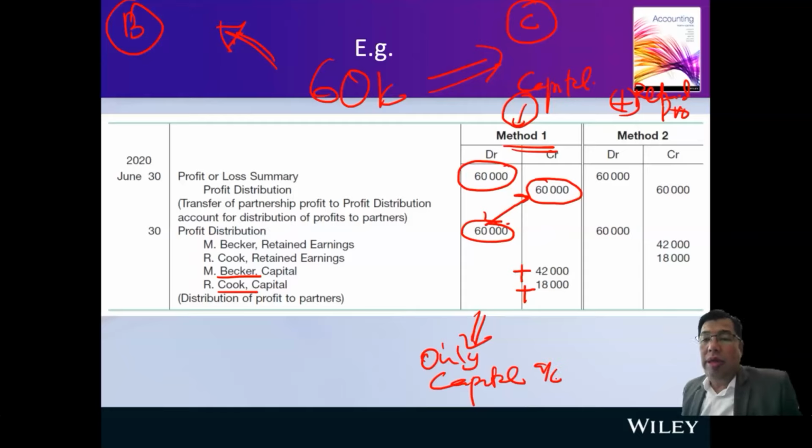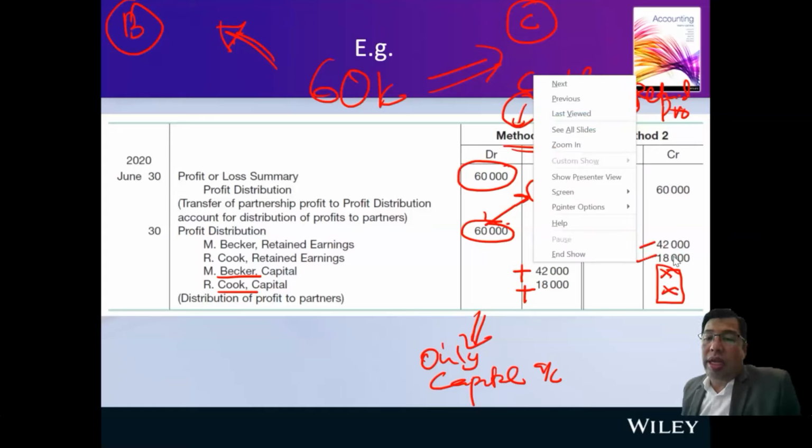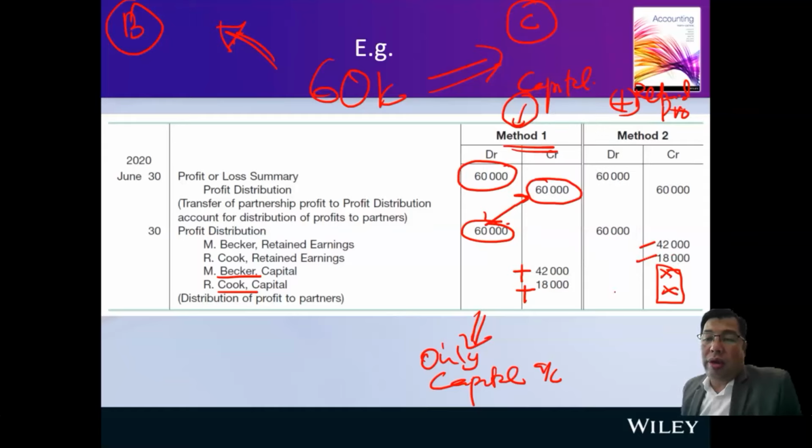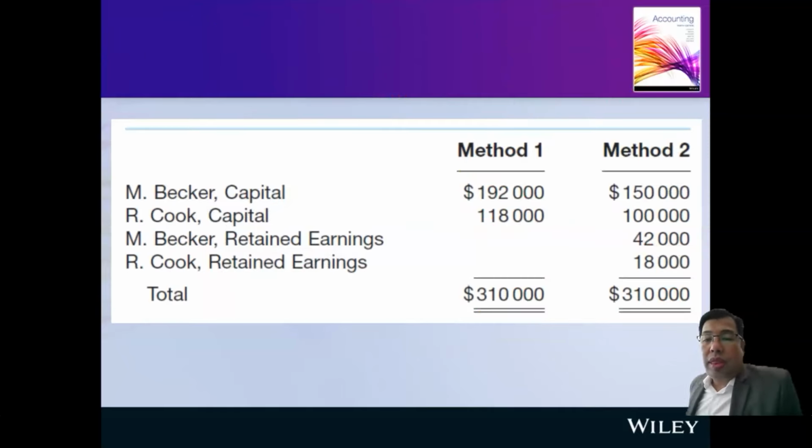For method number two, we're not going to touch our capital, so no change in our capital here. But we're going to create a new account, called retained profit or retained earnings. This goes to the retained profit for Backer, and this goes to the retained earnings for Cook. So we're not changing the capital account. We leave it like that. So this is method number two.